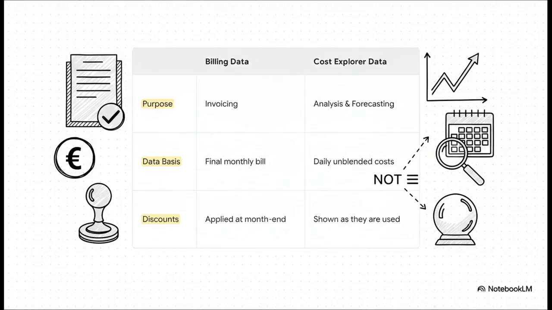Okay, first up, and this is a big one you need to burn into your brain. Billing data and Cost Explorer data are not the same thing. They just aren't. Billing data is your final, official, auditable invoice. Cost Explorer, on the other hand, is for analysis and forecasting. It's showing you daily unblended costs. They have totally different purposes, so please, please do not get them mixed up on the exam.